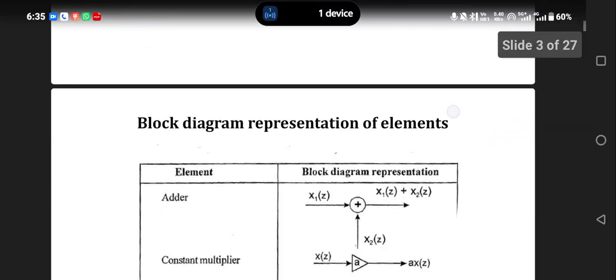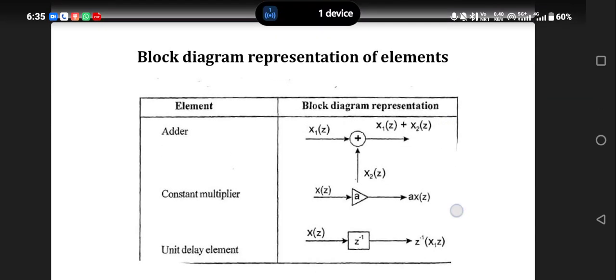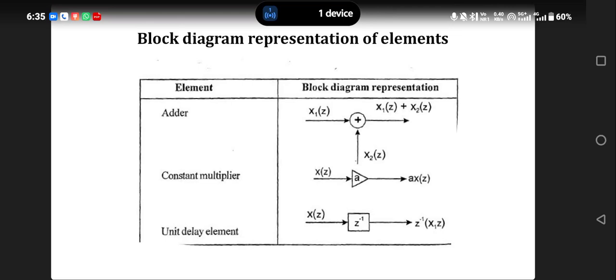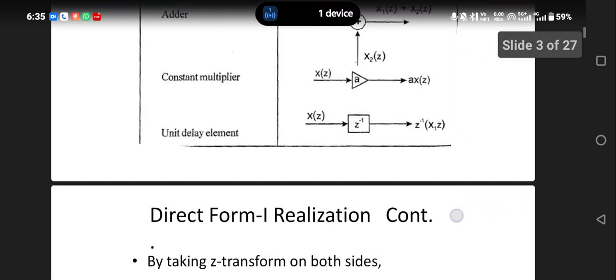and parallel form. The block diagram representation for the various elements for the realization of the filters are: the adder can be represented by using the plus symbol. A constant multiplier is represented with a triangular box. Unit delay element is represented by z to the power of -1.